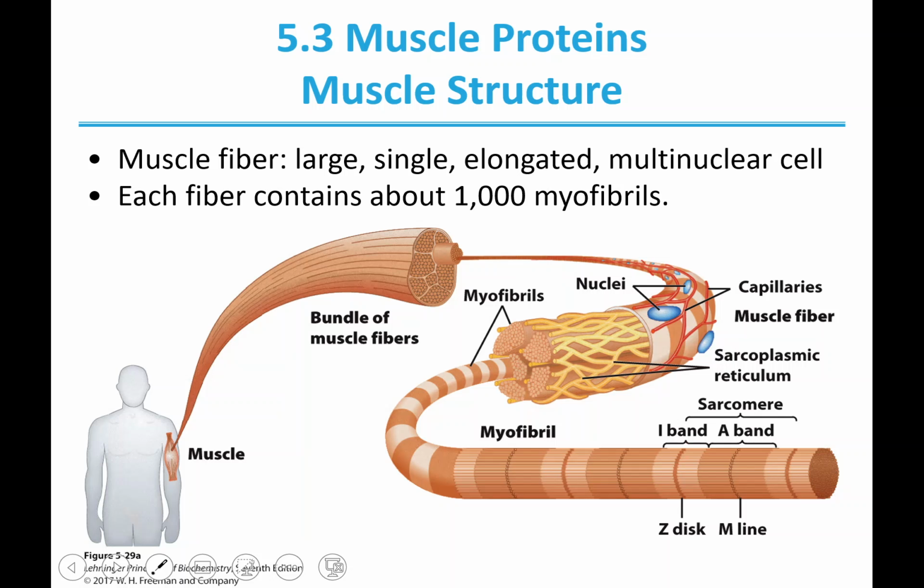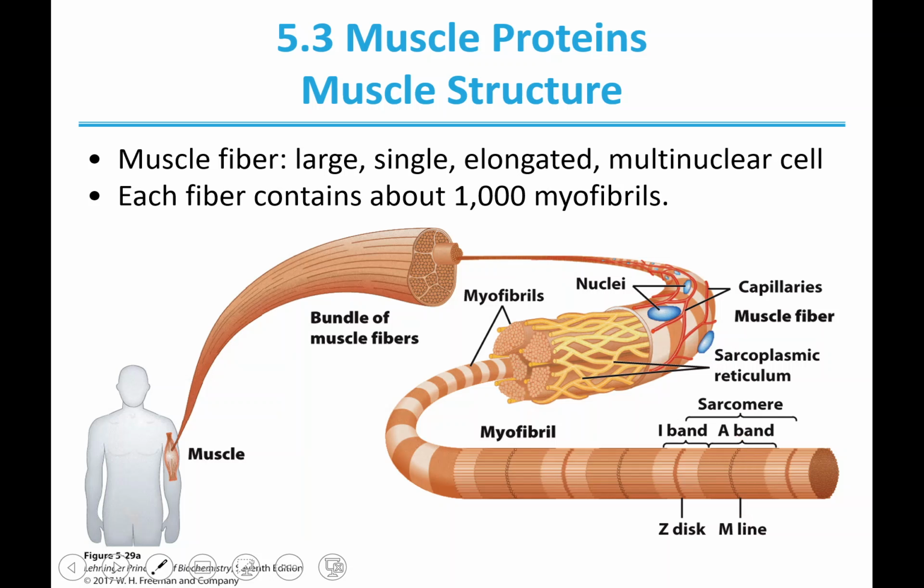Two that we're going to talk about. One is the I band. The I band is where you have light patches and a dark ring in the middle of that, which we call the Z disc. The other is the A band, where we have the dark patches, and the line in the middle of that A band is called the M line.